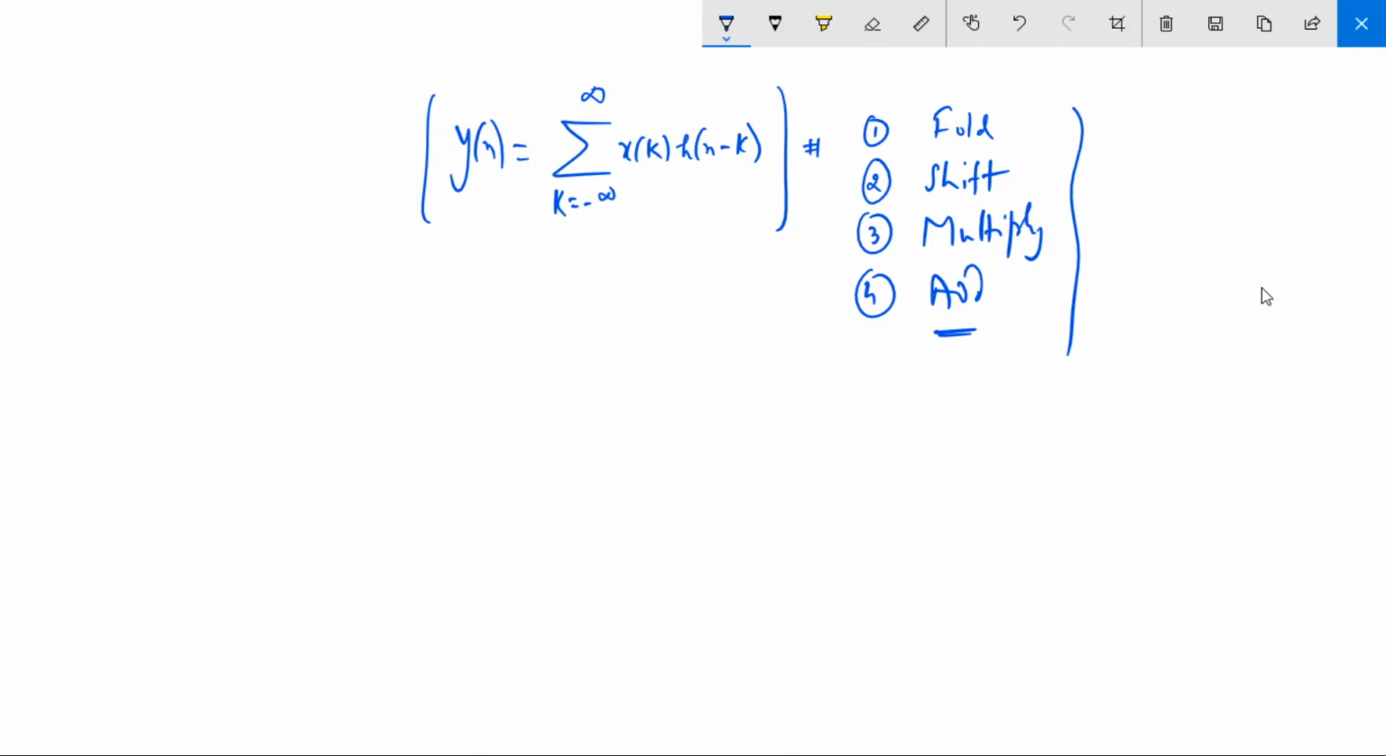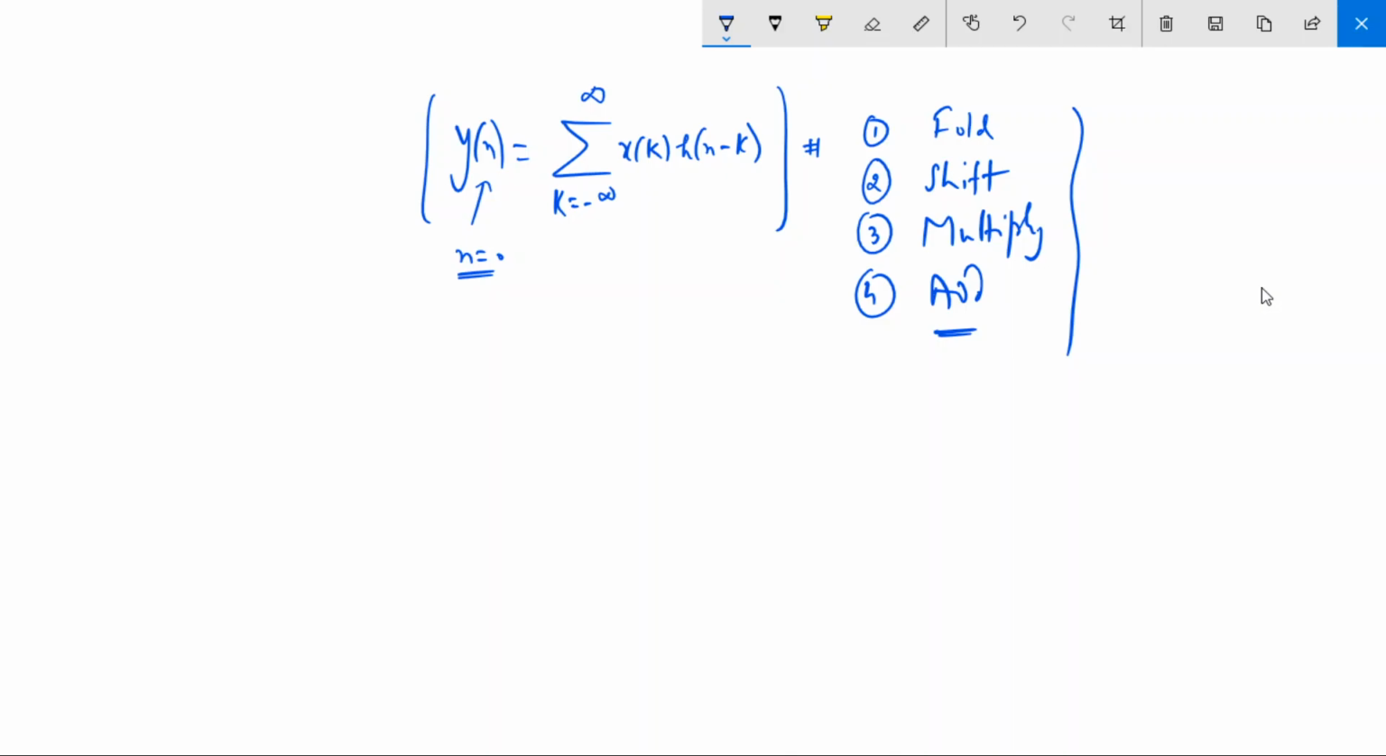Using this, and this has to be done for every output sample. Of course, for n is equal to 0, you have to only fold, multiply and add. There is no shifting. But for n is equal to 1, n is equal to 2, n is equal to minus 1, you have to fold one signal, shift it, then multiply with the second, add them together, you will get the output.